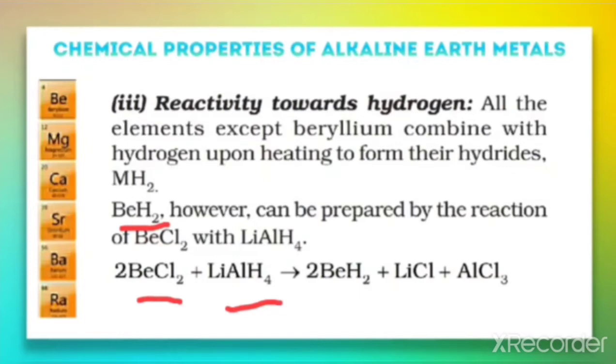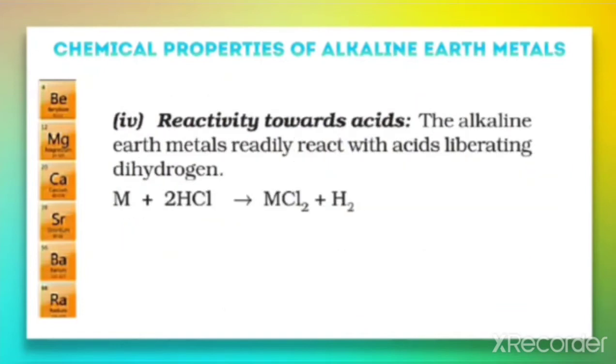This is also one type of hydride. What is the name for this one? That is lithium aluminium hydride. The products formed are beryllium hydride, lithium chloride and aluminium chloride. So by this reaction we can prepare beryllium hydride, that is the reaction of beryllium chloride with lithium aluminium hydride. Next is the reactivity towards acid.